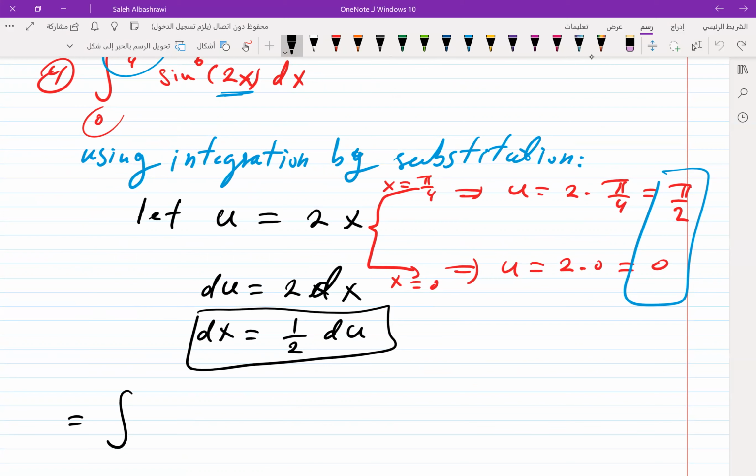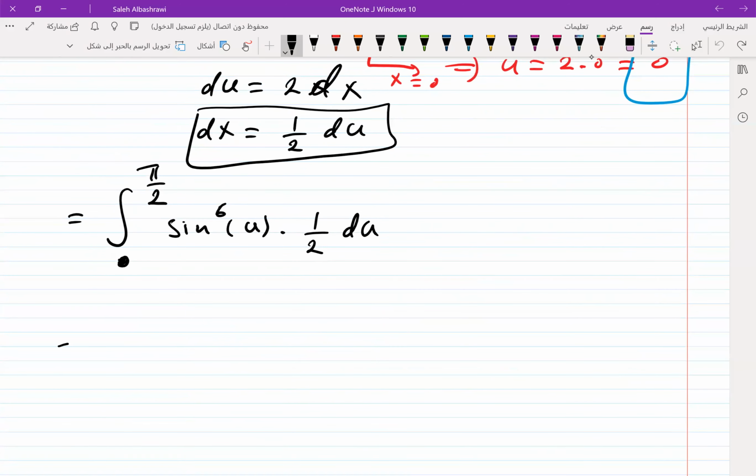to the integral from 0 to pi over 2 of sine to power 6 of u multiplied by dx, which is 1/2 du. So this is equal to 1/2 outside, the integral from 0 to pi over 2 of sine to power 6 u du, which means that we can apply the Wallis formula.